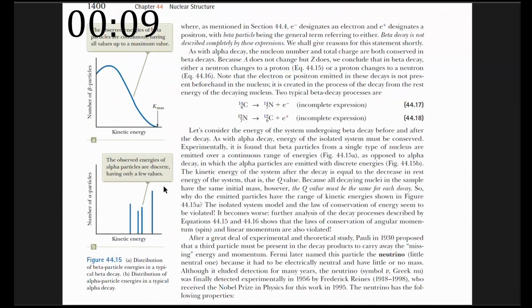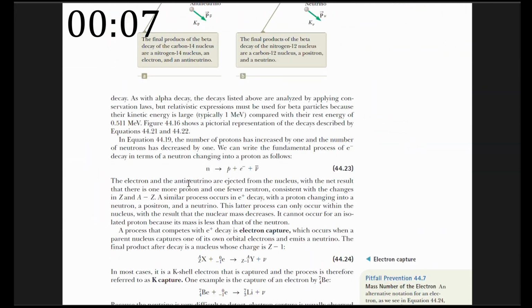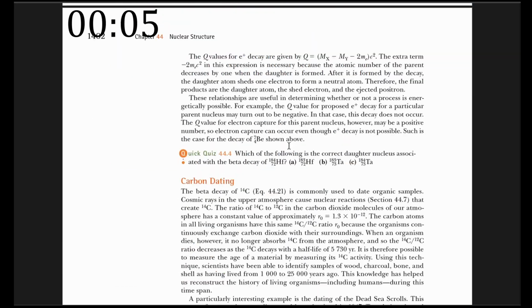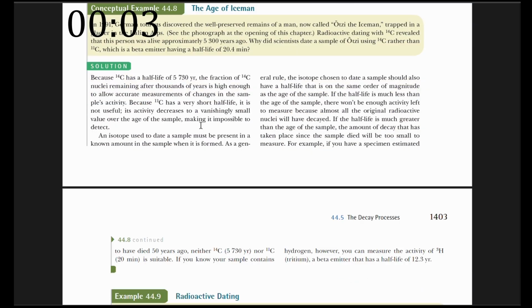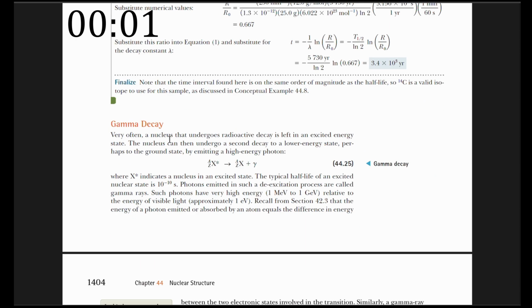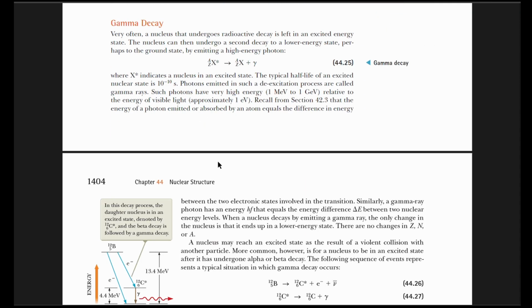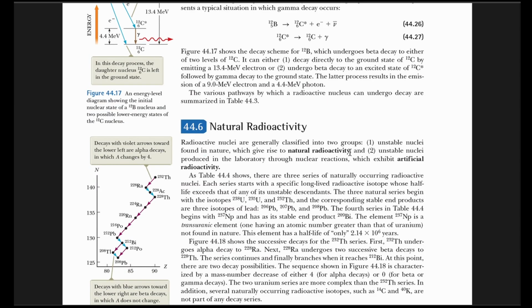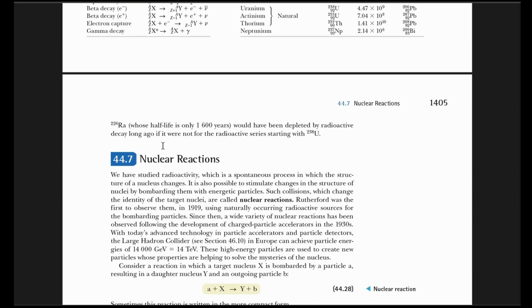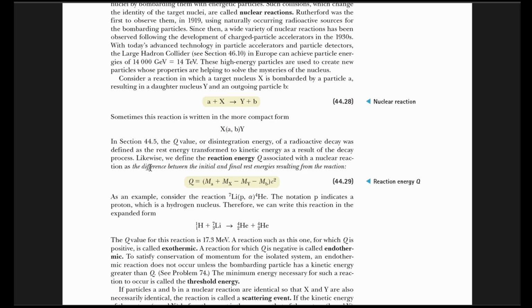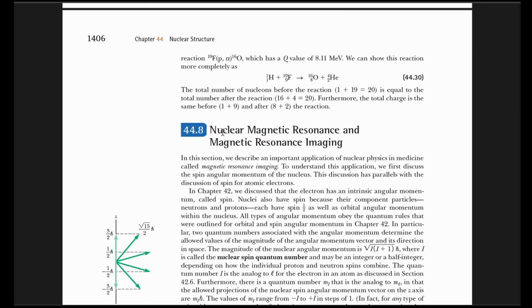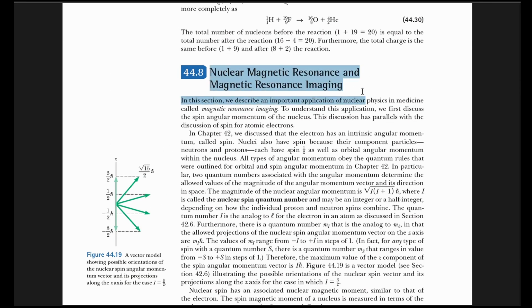Oh man, beta decay. Sorry guys, I can't go through this in time. Electron capture. Carbon dating, the age of the Iceman. Radioactive dating. Gamma decay. Damn, my timer. I never finish in time. Natural radioactivity, a whole section left. A whole other section, nuclear reactions. Maybe there's another one: nuclear magnetic resonance. I really wanted to get to this.